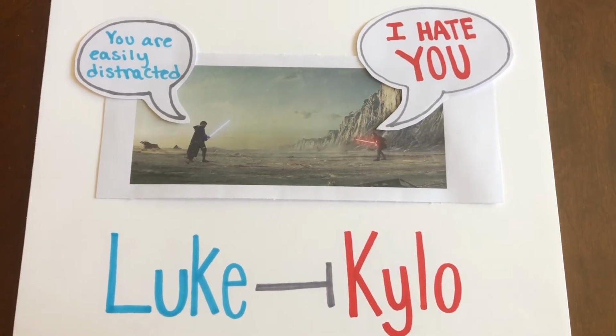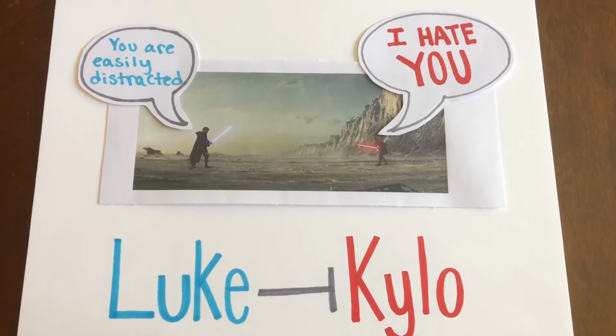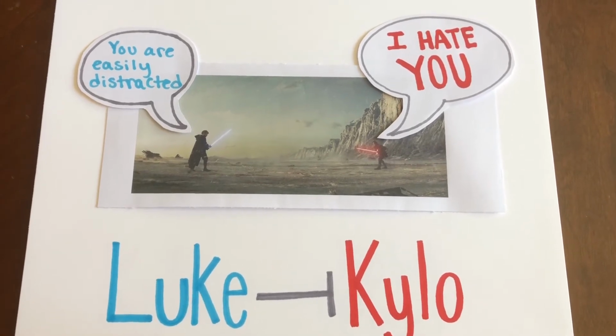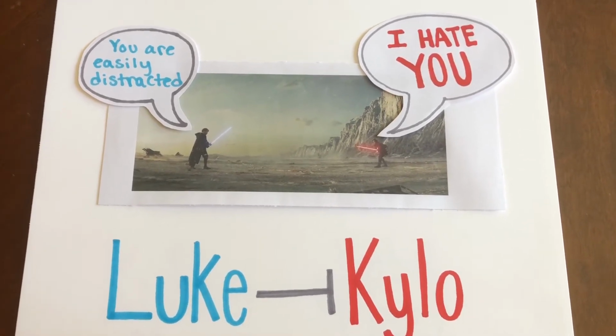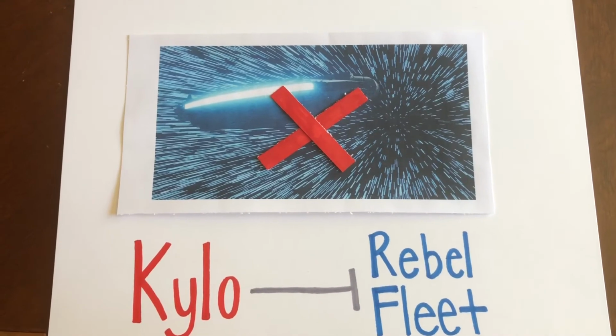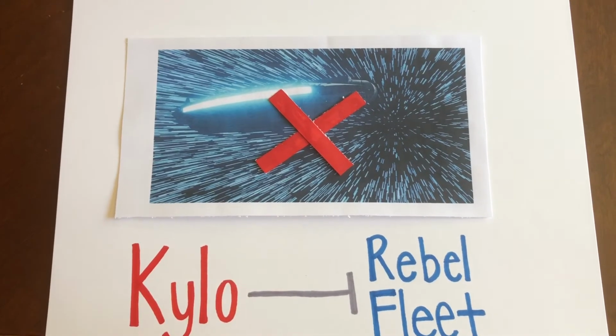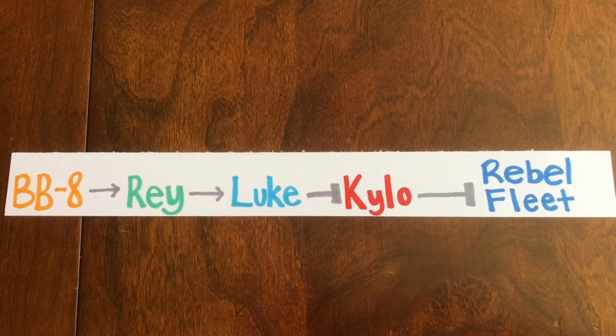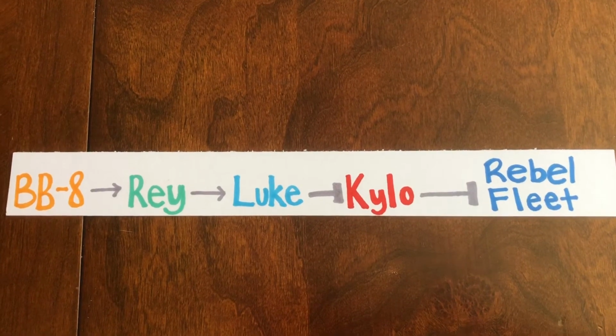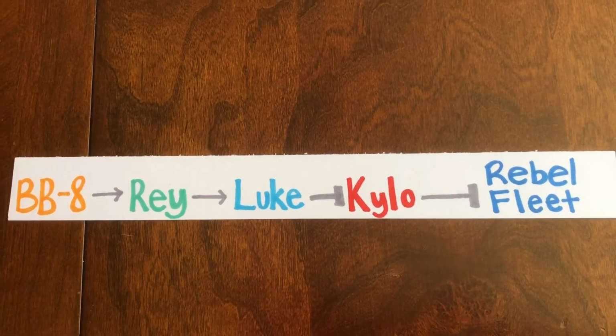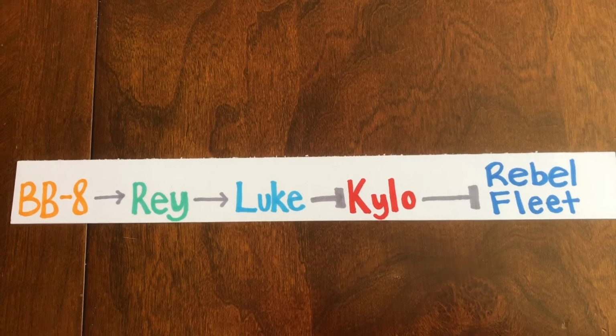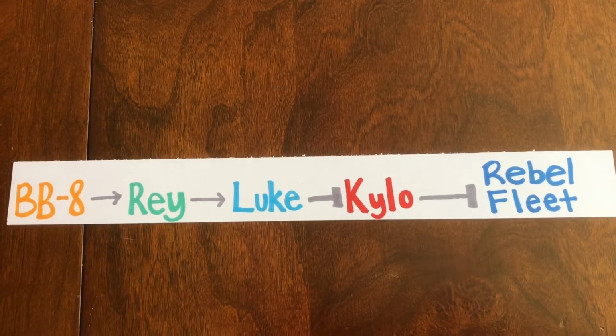The Luke gene product inhibits transcription of the Kylo gene because Luke is able to distract Kylo from attacking the Rebel fleet. If Kylo is transcribed, then the Rebel fleet will be attacked and defeated. If we put all of the individual gene products and their actions together, this gives the complete pathway shown here, ending with whether or not the Rebel fleet escapes safely.